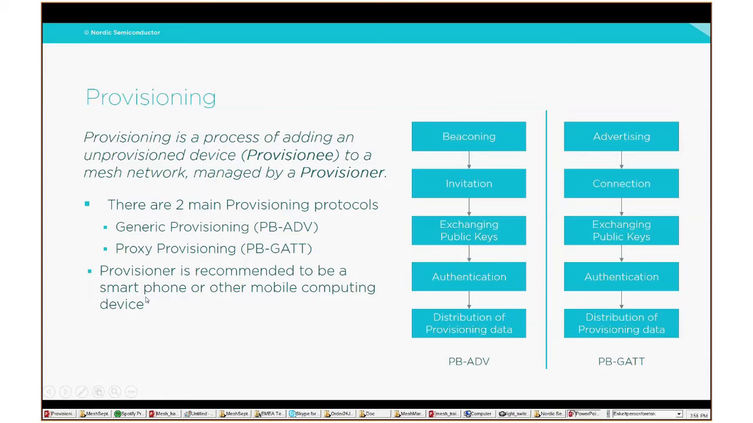The provisioner is recommended by the spec to be a smartphone or other mobile computing device, such as a laptop. So it's not recommended to use an embedded device like our chip as a provisioner, mainly because of the limitation of the computing power and the storage size of the provisioner.